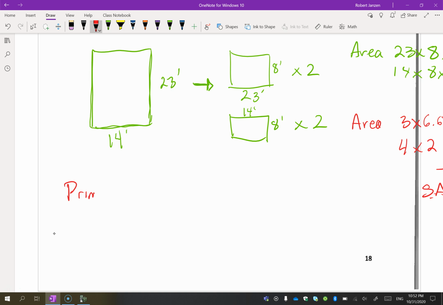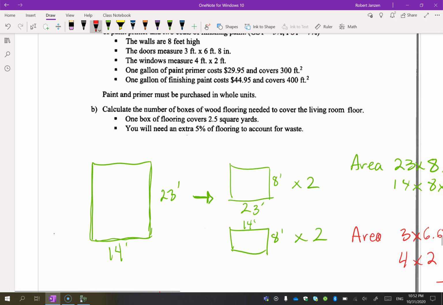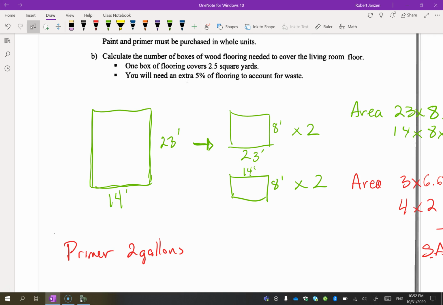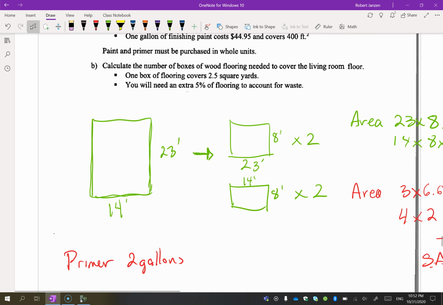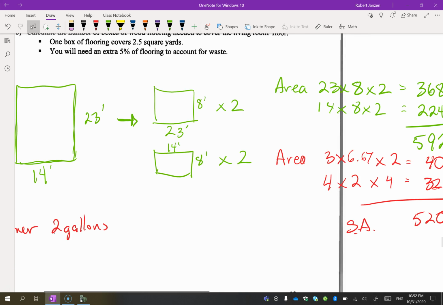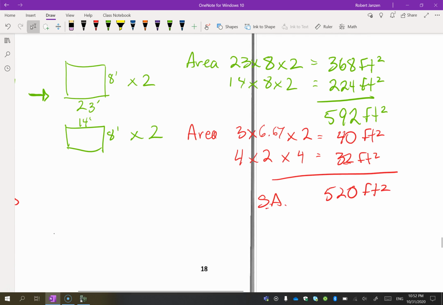Primer, we need 2 gallons. Okay, and then the other paint, the rest of it covers 400 square feet, but we're supposed to do 2 coats. If we did 2 coats of 520, we would need twice that, so 1,040 square feet.